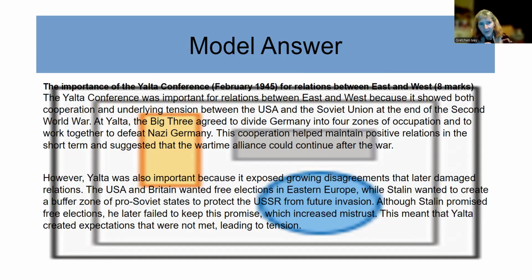However, Yalta is also important because it exposed growing disagreements that later damaged relations. The USA and Britain wanted free elections in Eastern Europe, while Stalin wanted to create a buffer zone of pro-Soviet states to protect the USSR from future invasion. Although Stalin promised free elections, he later failed to keep his promise, which increased mistrust. This meant that Yalta created expectations that were not met, leading to tension.